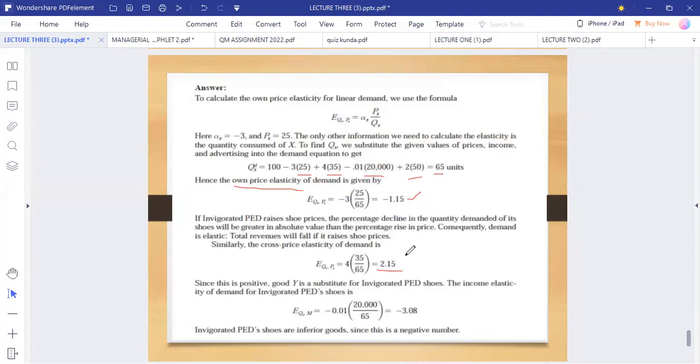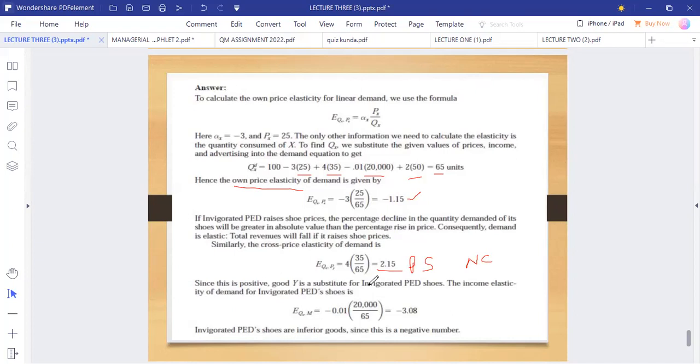So what is our comment when the elasticity is positive? Cross elasticity. You want to know whether it's a substitute good or a complementary good. So since our answer here is positive, what is our comment? It's a substitute good. So a substitute good has a positive elasticity. A complementary good has a negative elasticity. Okay.